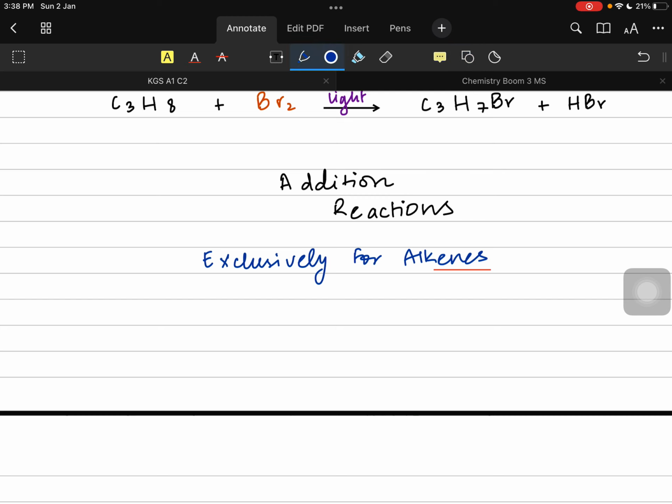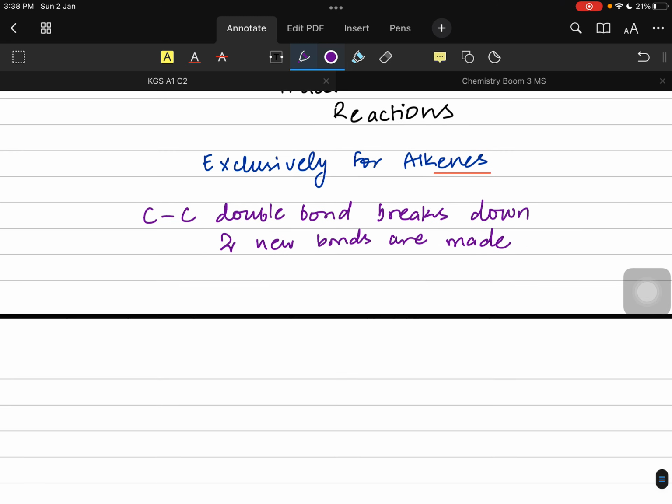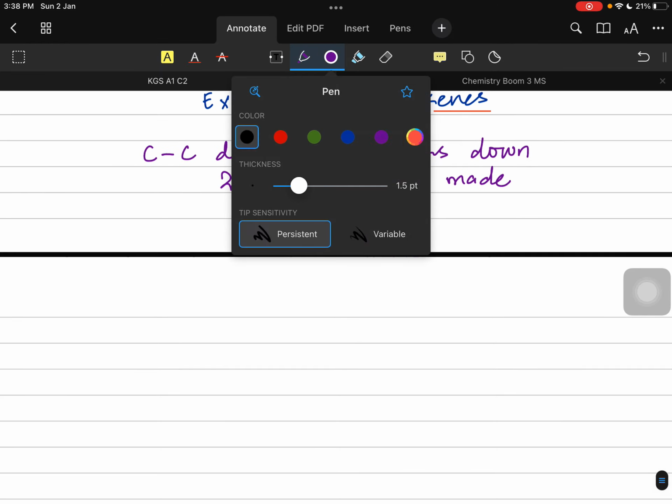Here what happens actually is that the carbon-carbon double bond breaks down and two new bonds are made. So essentially you are breaking a bond within the alkene molecule and you make two new bonds with some perhaps new atoms. Let's try to understand this idea.